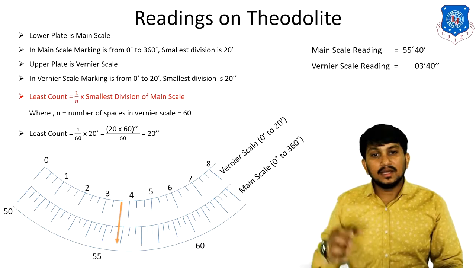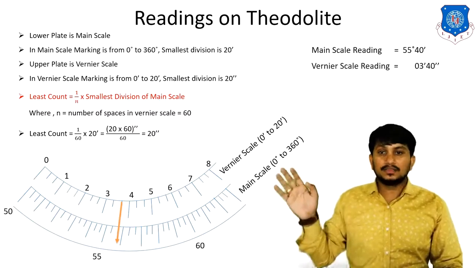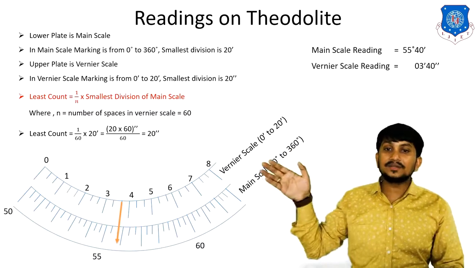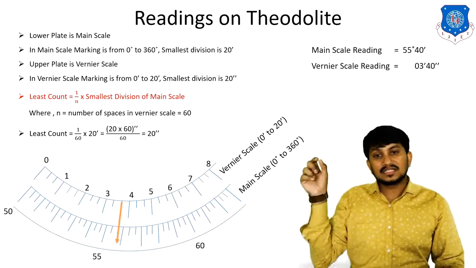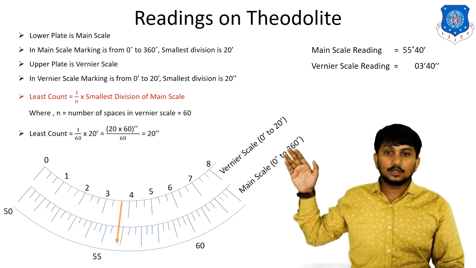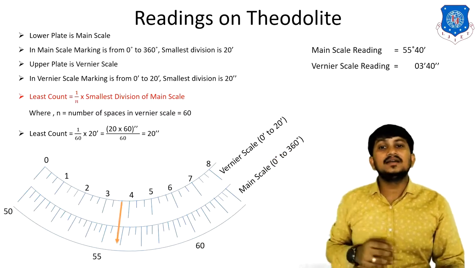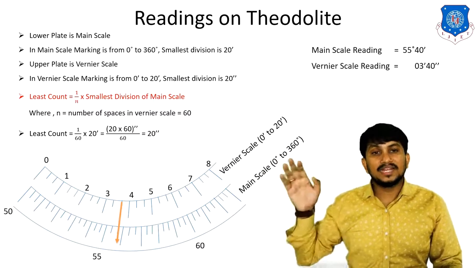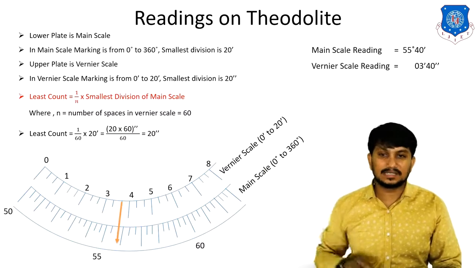Now let's take the reading on the Vernier scale. The reading on the Vernier scale is 3 minute 40 seconds, because the smallest division in the Vernier scale is 20 seconds. So 3 minute 20 seconds plus 20 seconds, so 40 seconds. So the reading on the Vernier scale is 3 minute 40 seconds.